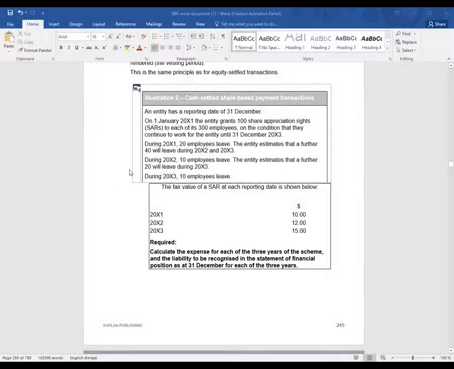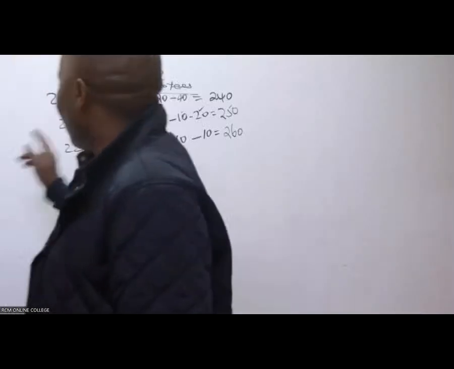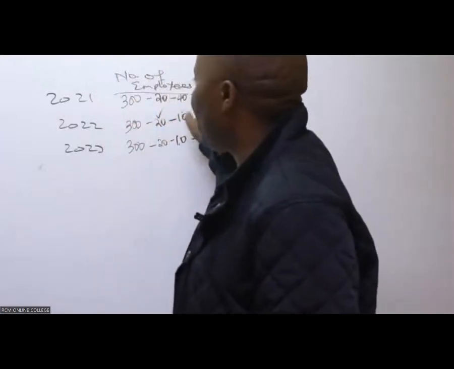We start from the beginning of 2021. During 2021, 20 employees leave. The entity estimates that a further 40 will leave. It's an estimate. 40 will leave during 2022 and 2023. So then I'll be able to make an adjustment. In 2021, I will say minus 20, minus this further 40 that will leave in the future.